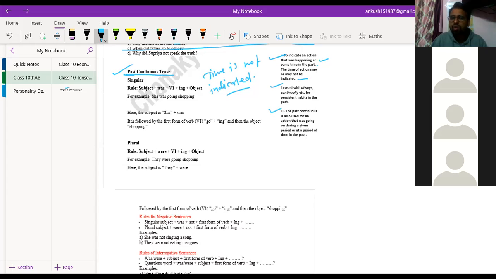Again, the second use of this tense is with always, continually, etc., for persistent habits in the past. Means someone used to do that, someone always made a mess with his tiffin and all. Whatever habit was persisting there in the past, that action was continuing. But those actions will come with words like always, continually. Such kind of words will be added there.